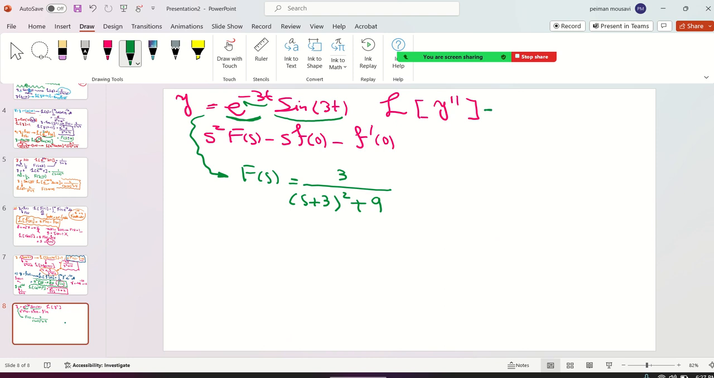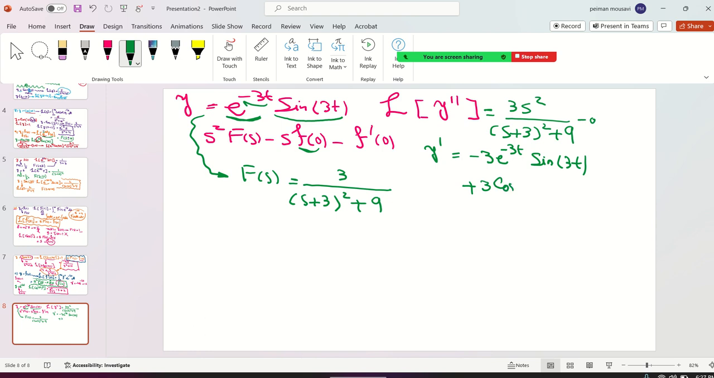So the Laplace of this is going to be s squared times this, so 3 s squared divided by (s plus 3) squared plus 9. f of 0, sine of 0, is 0, so it's going to be minus 0. And f prime, so y prime, is going to be minus 3 e to the minus 3t sine 3t from high school, chain rule, right? Plus 3 cosine 3t e to the minus 3t. First in second, second in first.